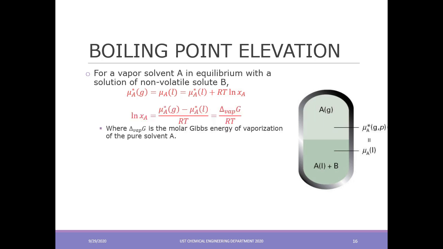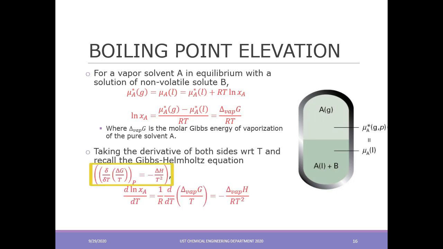Isolating ln XA, we get this expression, where the difference of the chemical potentials of the pure vapor A and pure liquid A is just equal to the molar Gibbs energy of vaporization of the pure solvent A. If we take the derivative of both sides with respect to temperature, we get d ln XA over dT is equal to 1 over R times the derivative of delta G of vaporization over T with respect to temperature.